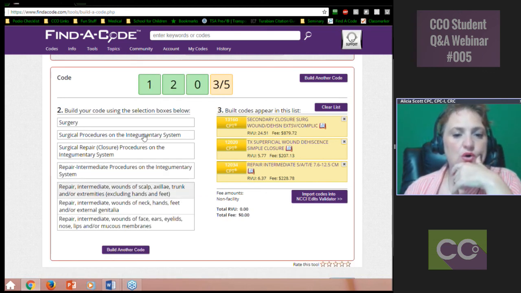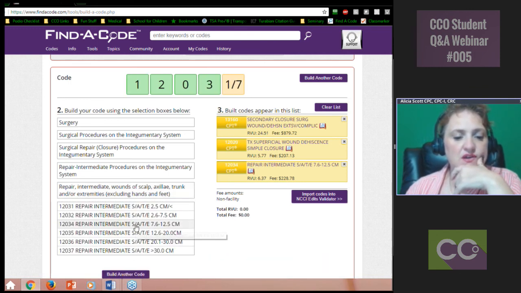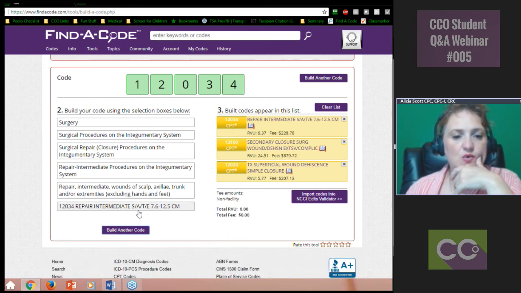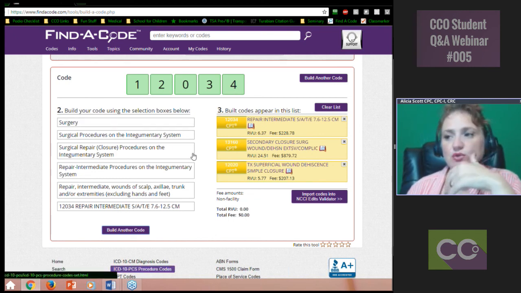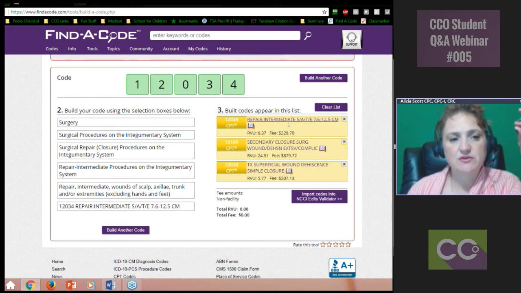Okay. So 1, 2, 0, then we've got 3 through 5. And our choices are repair of intermediate, and then it's going to give us areas, and this is of the scalp. So we would do that. And then it goes by size, and it was 8 centimeters. So we would go there. So again, that 1, 2, 0, 3, 4 is the code. However, that really isn't the proper code, because even though it looks right, if you go look at what it states, and I don't think I can get it to open, but I'm going to try one more time.